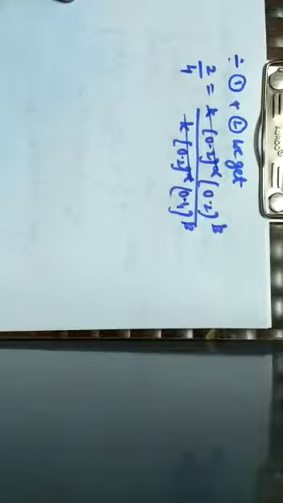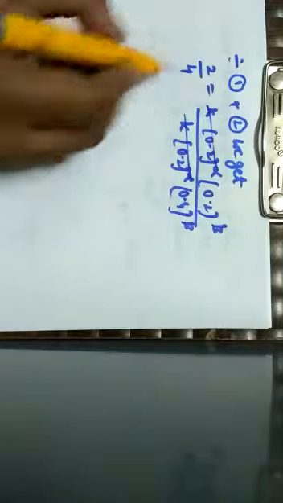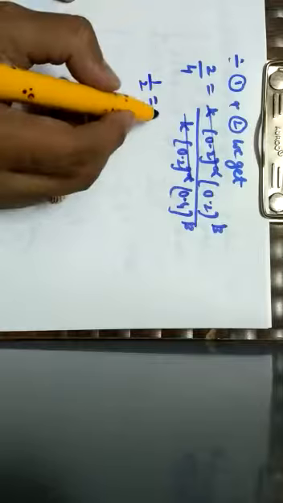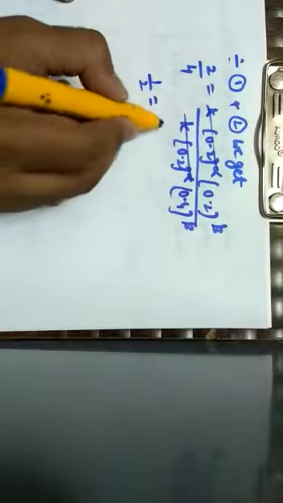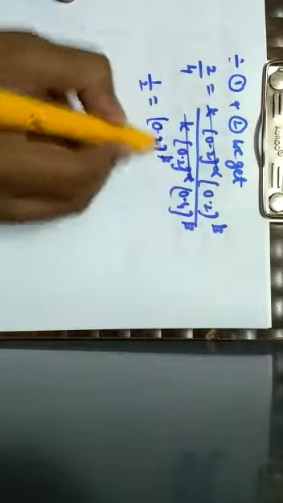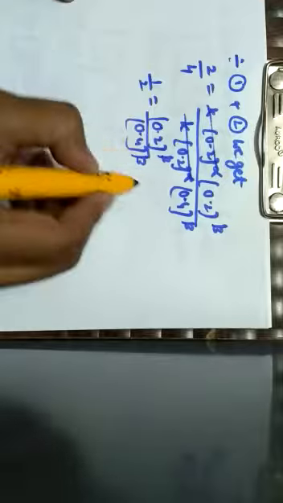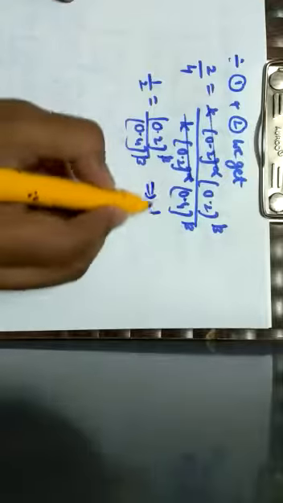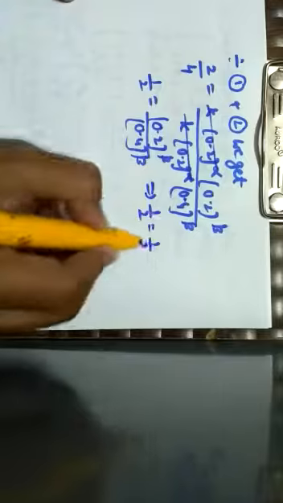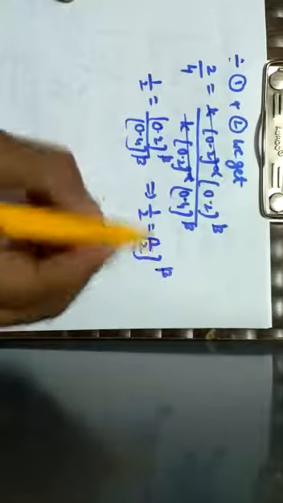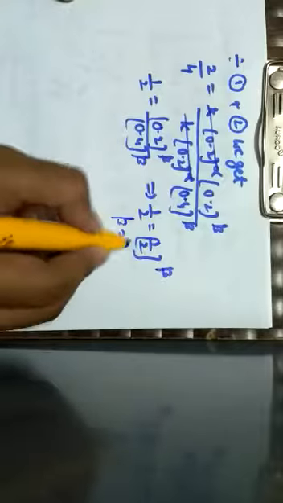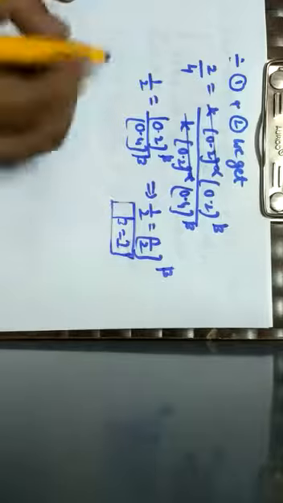k into 0.2 and k into 0.2 get cancelled. So 2 by 4 is 1 by 2. 1 by 2 is nothing but 0.2 raised to beta and 0.4 raised to beta. Upon simplification, 1 by 2 is equal to 1 by 2 raised to the power beta. Therefore, the value of beta is 1.